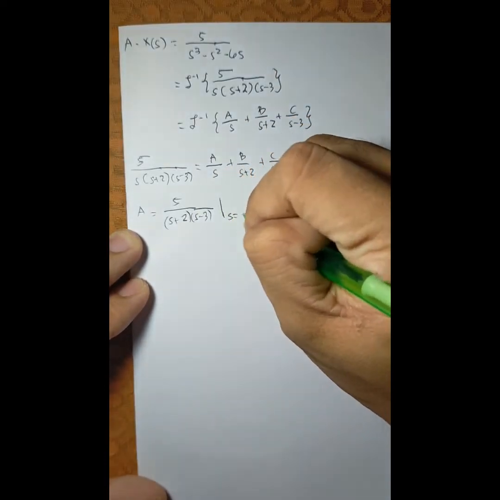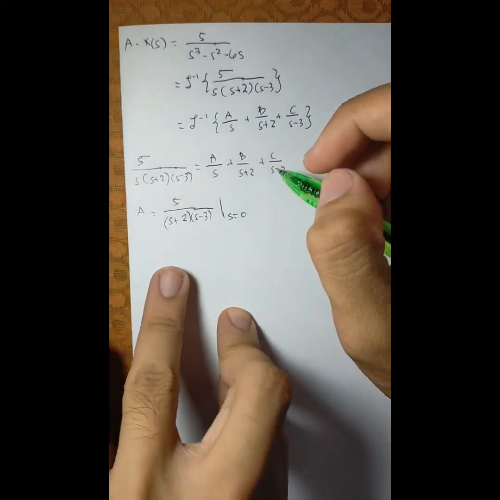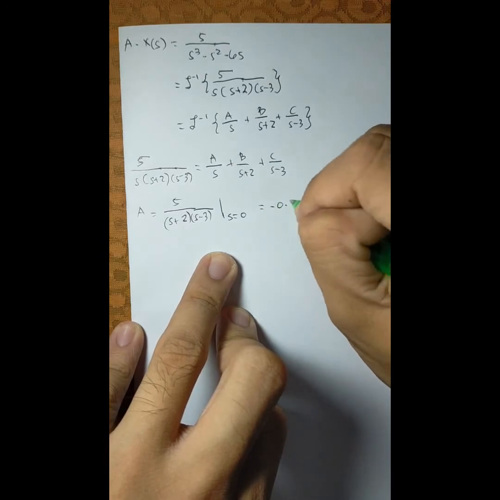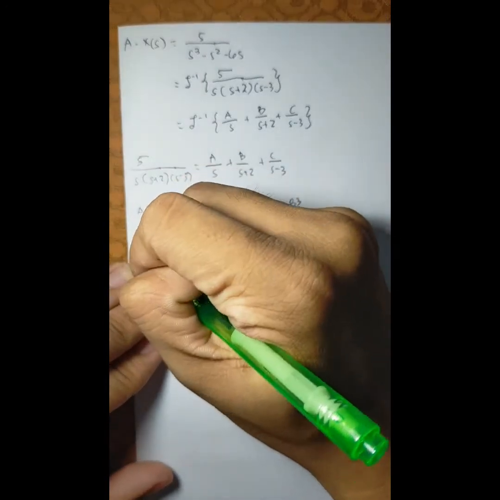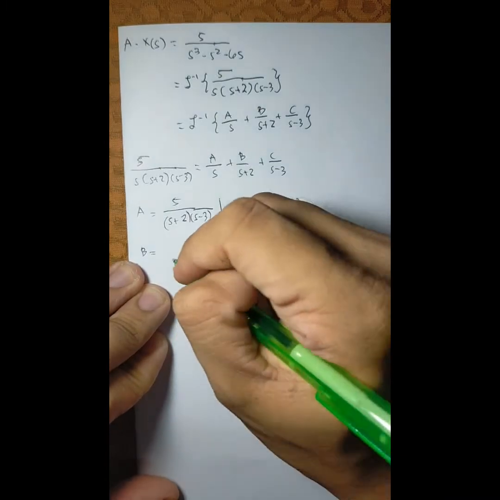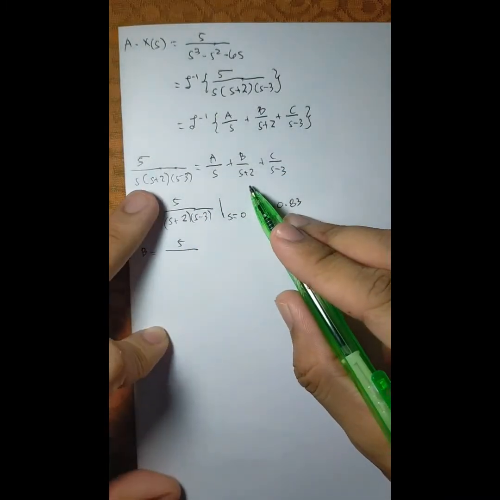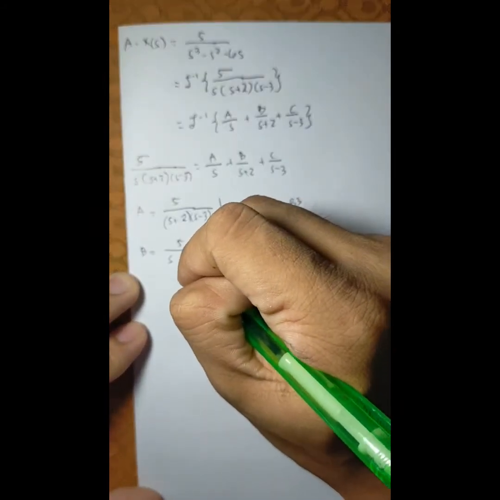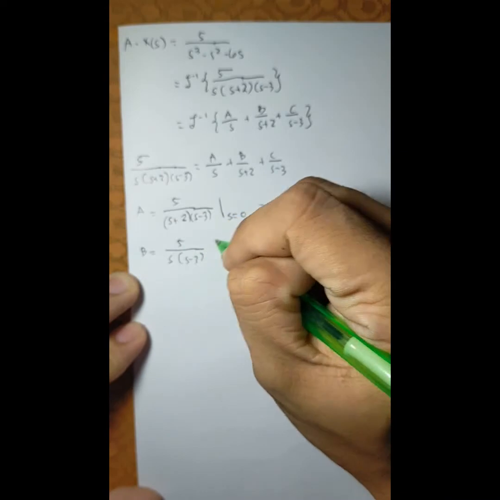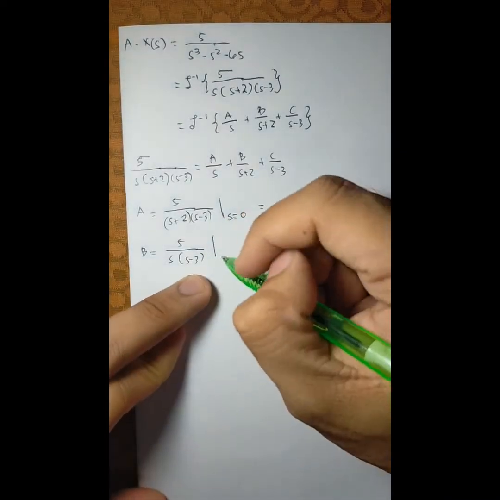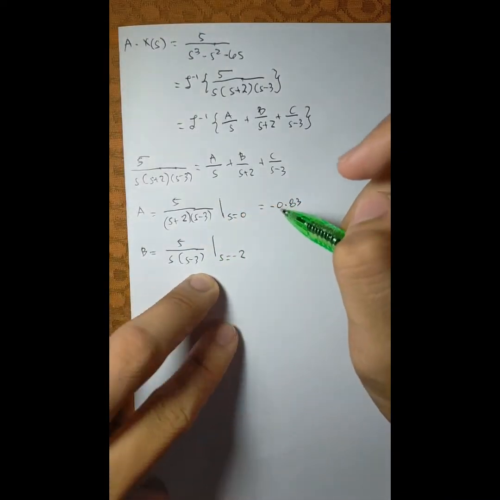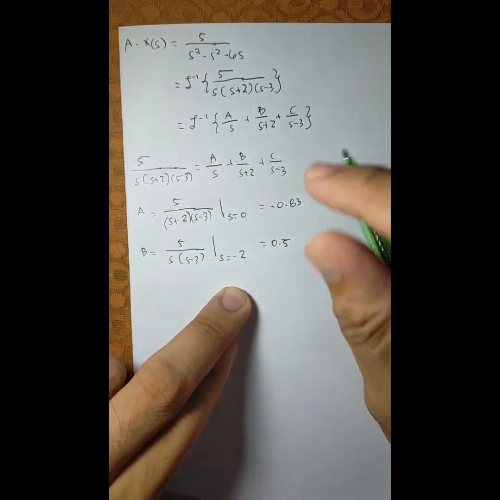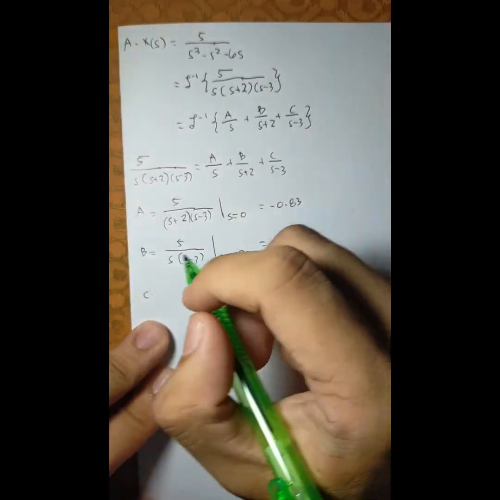So the value of our s is equal to 0. Substituting the value of s, this is equal to negative 0.83. To solve the value of B, we have 5, and s plus 2 will cancel, and what is left is s multiplied by s minus 3. So our s is equal to negative 2, and substituting that, this will be equal to 0.5.